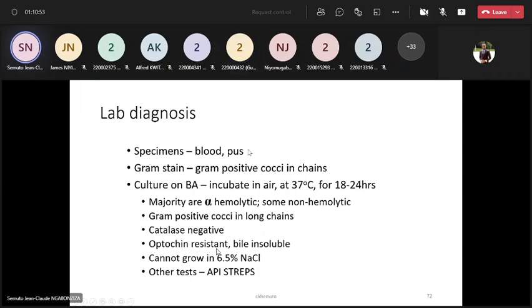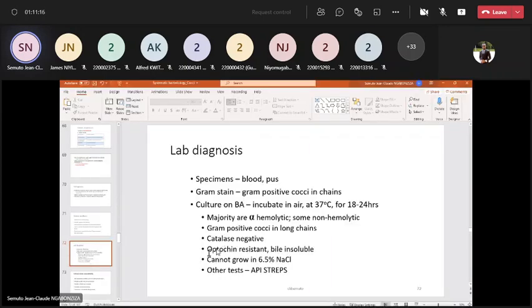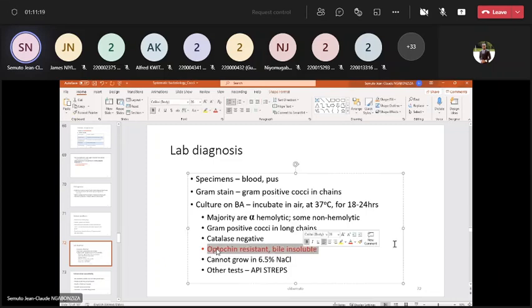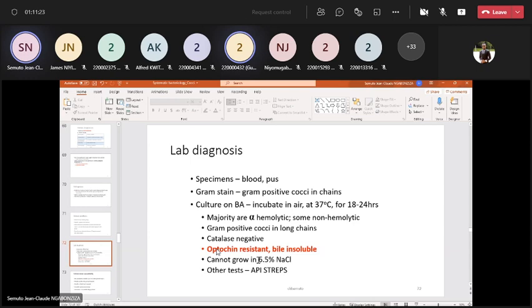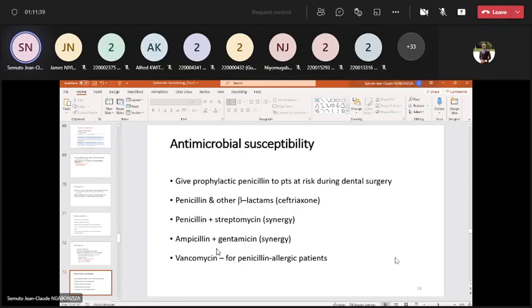Lab diagnosis: the specimen is from the infection site, blood, pus, or aspirate. Gram stain shows gram-positive cocci in chains. On culture, they are mostly alpha-hemolytic or some non-hemolytic. They are all catalase negative, optochin resistant and bile insoluble. These criteria allow them to be differentiated from the previous species, such as pneumococci. And you can use other tests, like API Strep, to identify which genus or species is implicated.